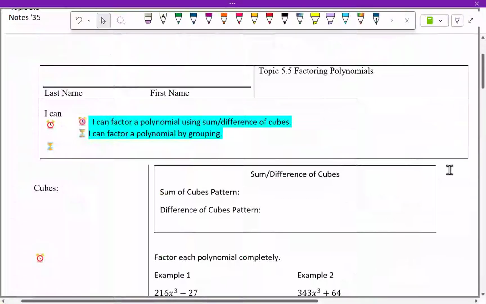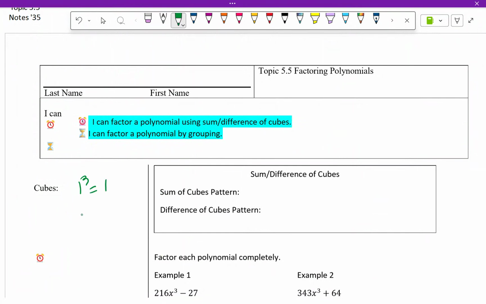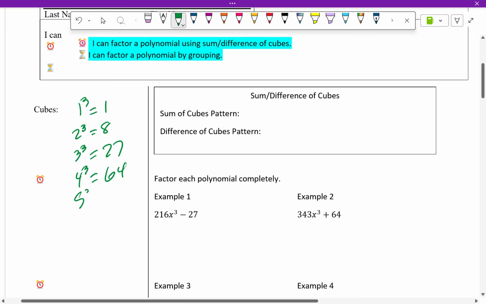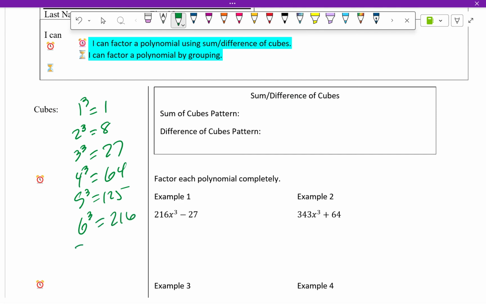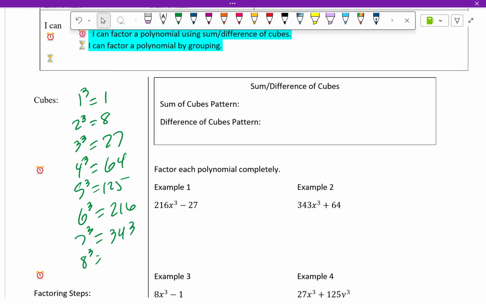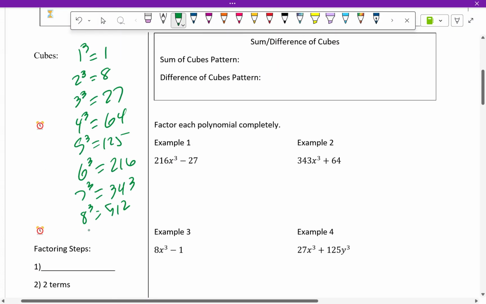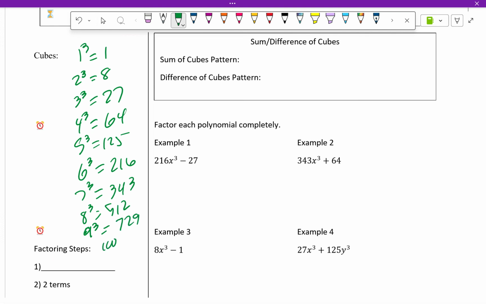In the left-hand column there, you wrote down your cube numbers, right? Because that's going to help you. So 1 cubed was 1. What's 2 cubed? 8. 3 cubed, 4 cubed, let's see, 5 cubed, 6 cubed is 216, 7 cubed, 8 cubed is 512, and 9 cubed is 729. And if you wanted to, 10 cubed was 1,000, right?